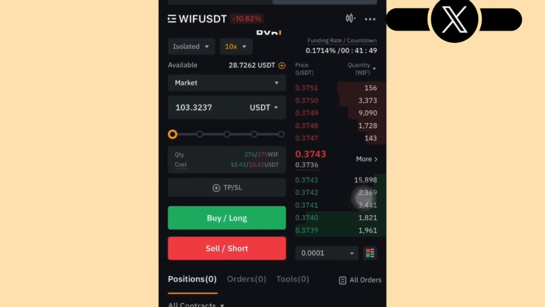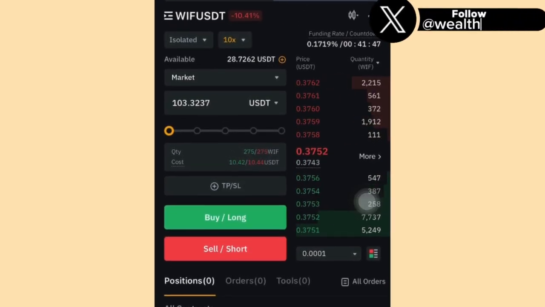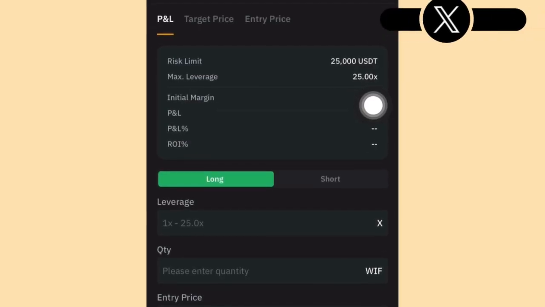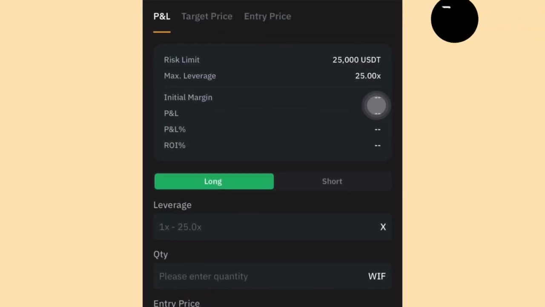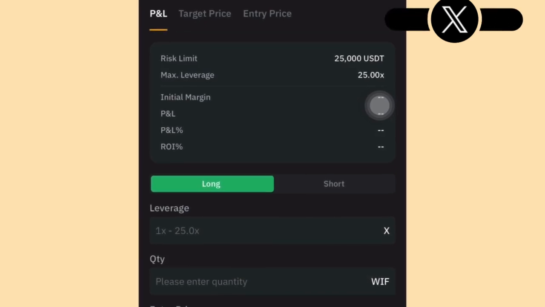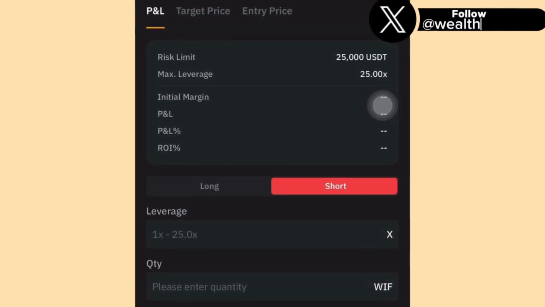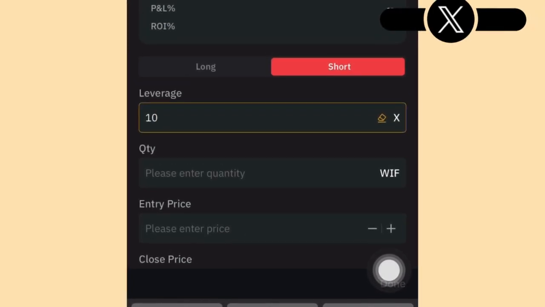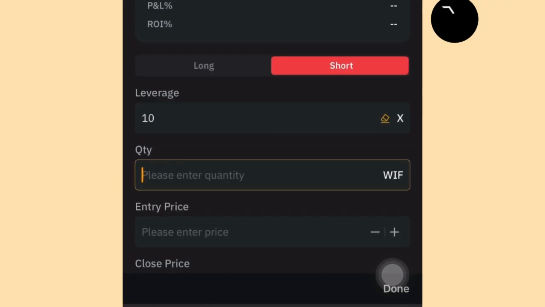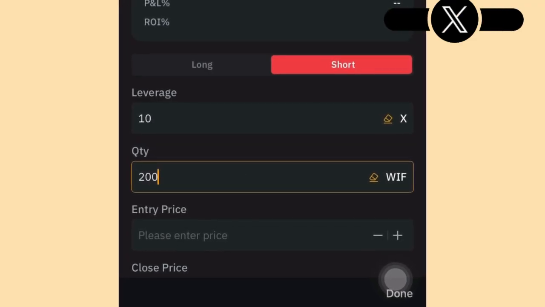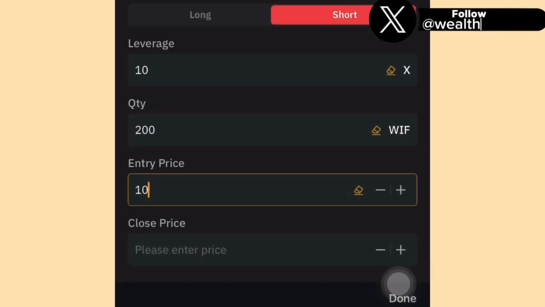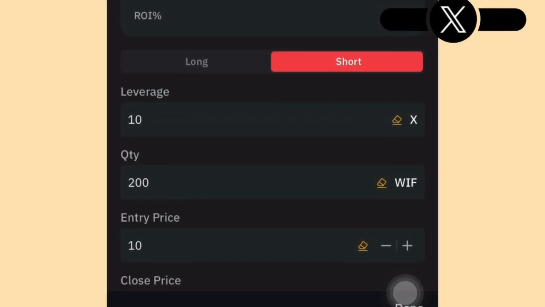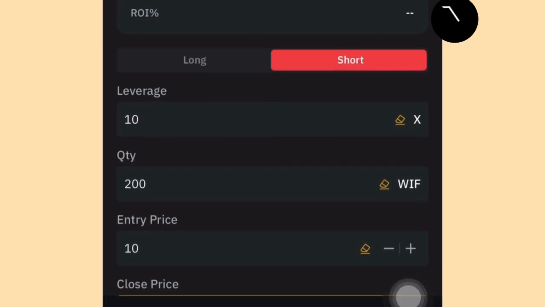There's also something we call the calculator. If you come right here, you're going to see calculator, and if you click on it, this helps you calculate the profit and loss you're making from your trade, either short or long. So what you want to do is enter the leverage. Let's say you're going on 10x leverage, and you enter the quantity. Let's say you use 200, and you enter your entry price of 10, and let's say you want a close price of 5 right there, and click on done.